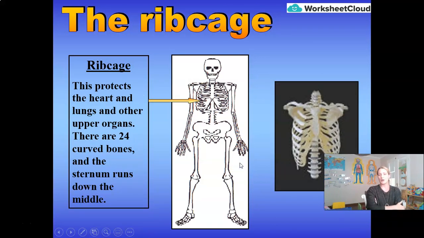The next bones we have are the rib cage. Now, obviously, they're made up of individual ribs, but as a collective, we call them the rib cage. Their main job is to protect. They protect the heart, the lungs, and many of the upper organs. There are 24 little curved bones, including the sternum, which runs down the middle. So if you have a look here on this diagram, that's the sternum there.